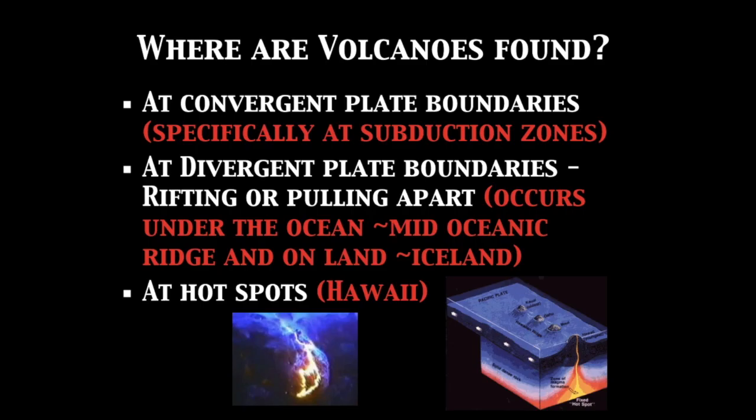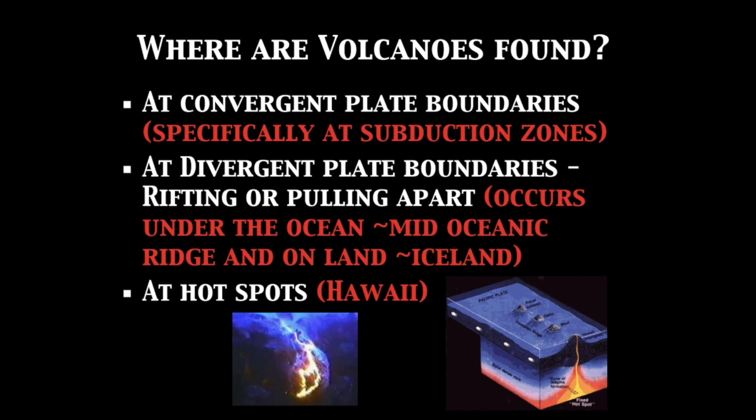Where are volcanoes formed? We talked about how volcanoes can be formed at a subduction zone, a convergent plate boundary where oceanic and continental crust collide, forcing the oceanic crust underneath. Then as that oceanic crust, that subducting plate, goes under, it melts, and then the less dense magma rises to the surface, creating volcanoes.